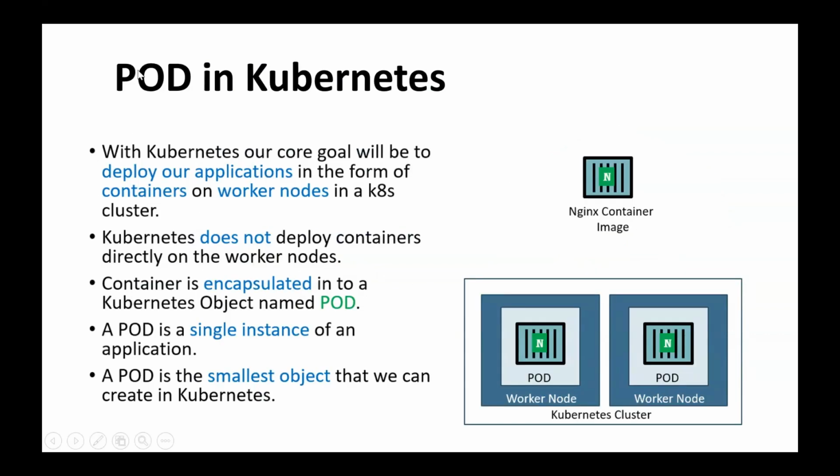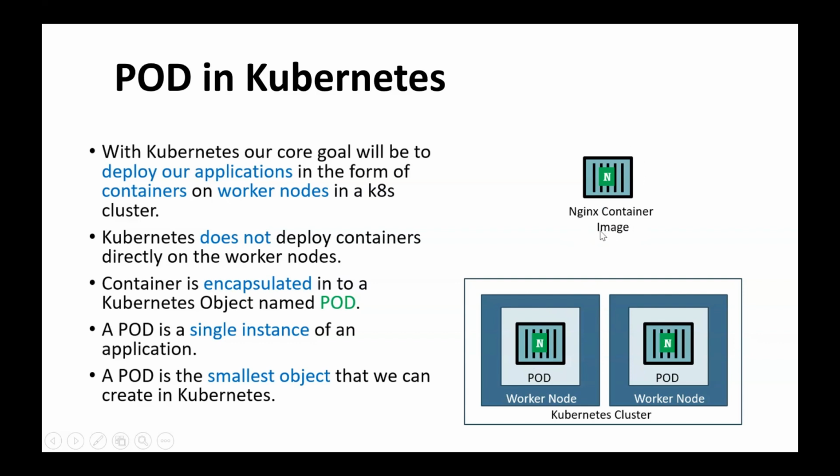Okay. So if we see here, this is my worker node. This is my Kubernetes cluster, and we have two worker nodes here. In both the worker nodes, we have one pod in each of them. Inside that we have the container created of the Nginx server.